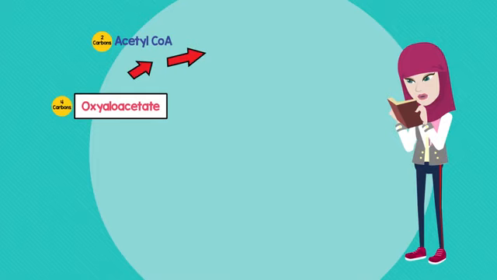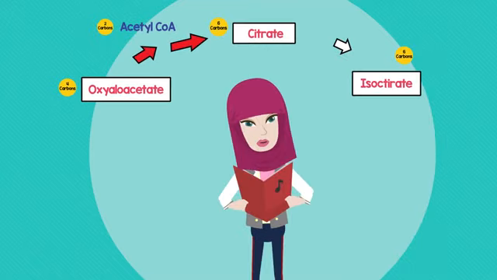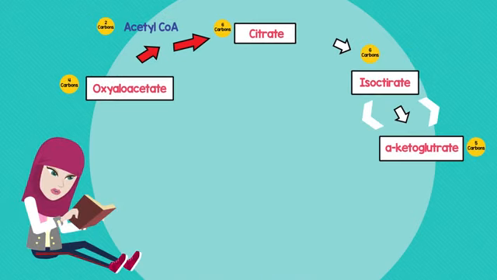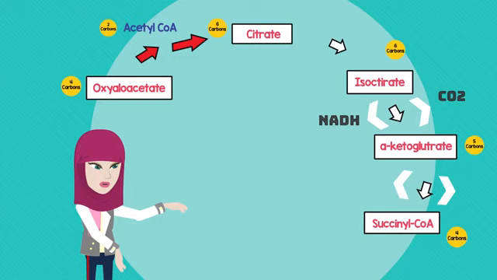In the first step of the Krebs cycle, acetyl-CoA combines with oxaloacetate to form citrate. This is through the enzyme citrate synthase. Citrate is then converted to isocitrate, which gets oxidized and becomes alpha-ketoglutarate. It releases CO2 and an NADH is formed. Isocitrate dehydrogenase catalyzes this reaction and regulates the speed of the entire Krebs cycle.